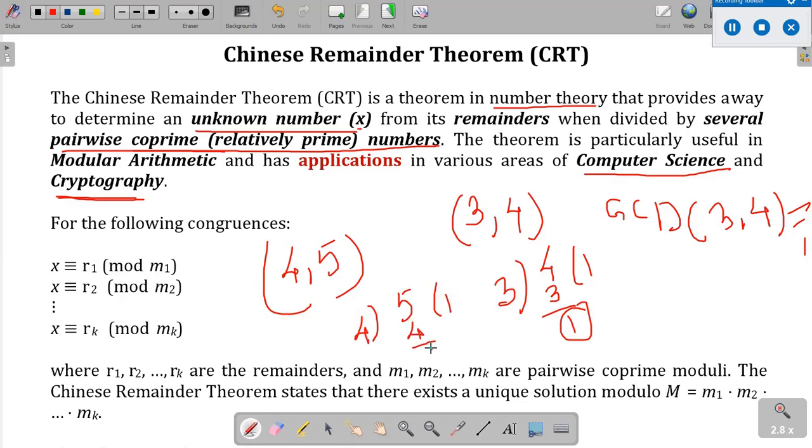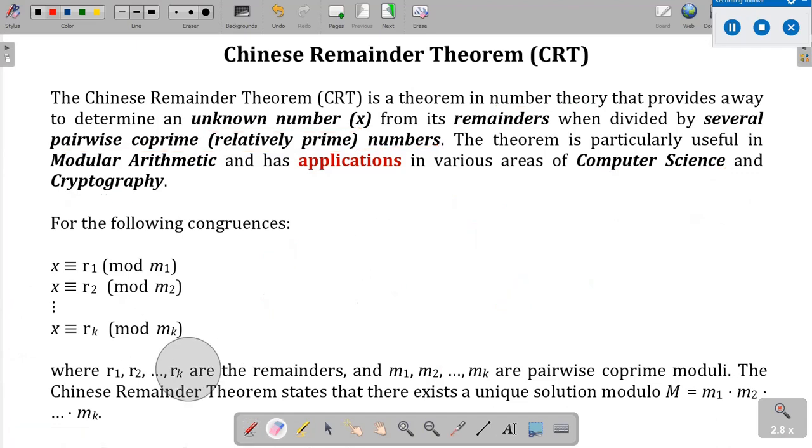So 3 and 4 are co-prime. Similarly, 4 and 5 are co-prime. So pairwise co-prime numbers will be used to take the remainders. Now, suppose there is a given example. Suppose x is the unknown number whose value we have to find, and if we divide this x by m1, then we get the remainder r1.